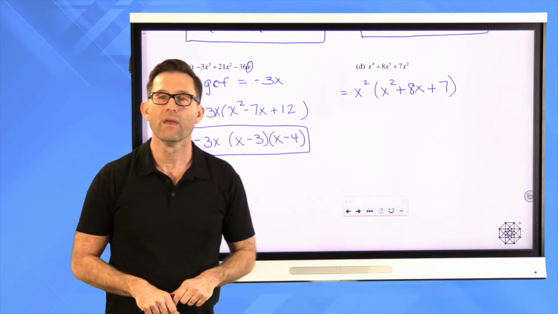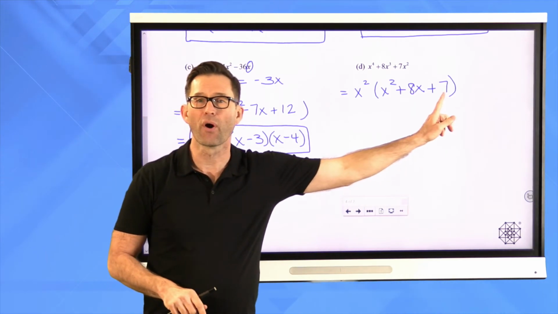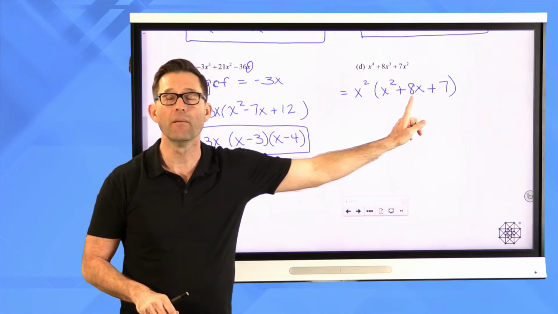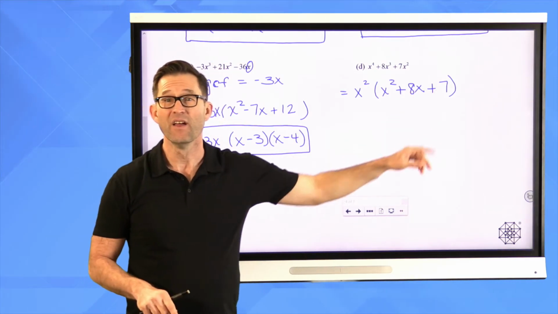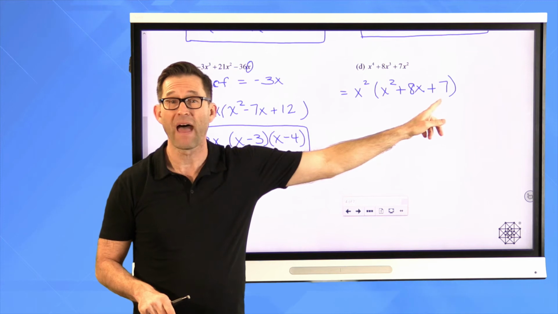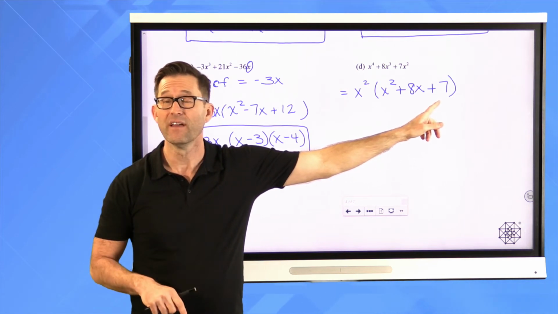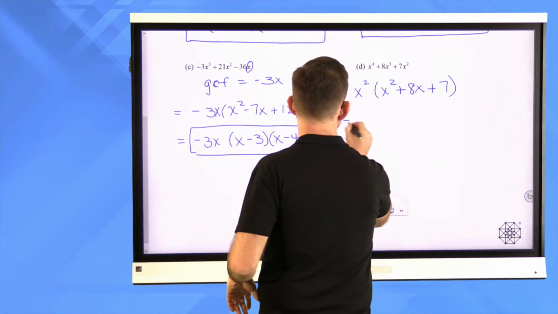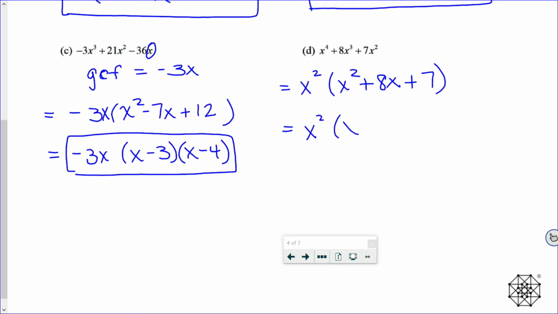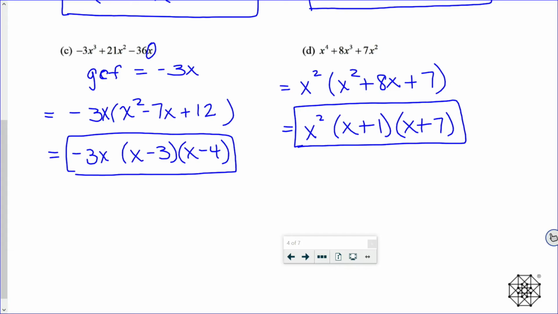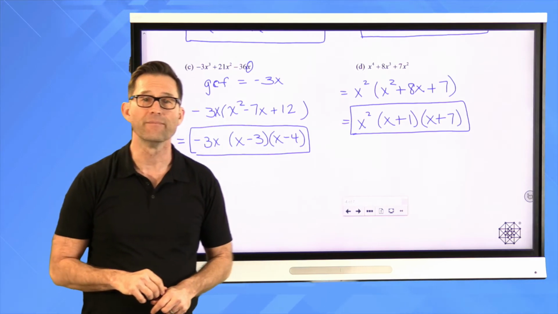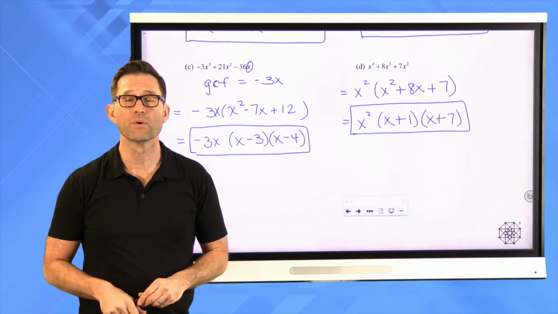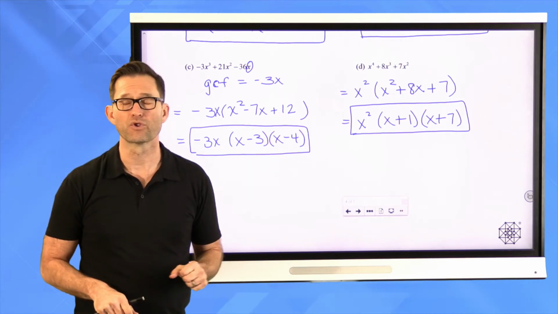All right, now I want to think about two numbers that have a product of positive 7 and a sum of positive 8. Those are pretty easy. There's only two numbers that have a product of 7, and that's 1 and 7. And thankfully, 1 plus 7 is in fact 8. So all of this boils down to x squared times x plus 1 times x plus 7. That's it.